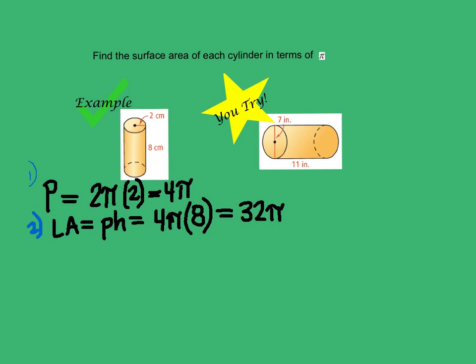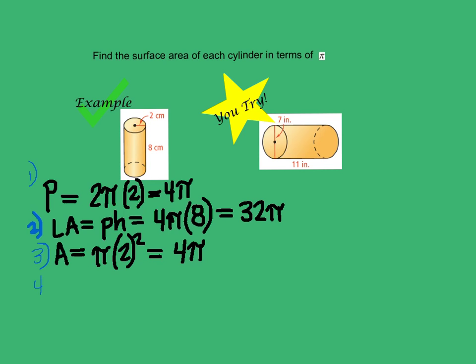Step 3, our third step is to find the area of a base. So the area of a circle here, we use the formula pi r squared. So pi and then radius is 2 squared. 2 squared is 4, so our area is 4 pi. Interesting, just like our perimeter, that's not always going to happen. We just got lucky here because 2 times 2 is 4 and 2 squared is also 4. So don't think that's always going to happen.